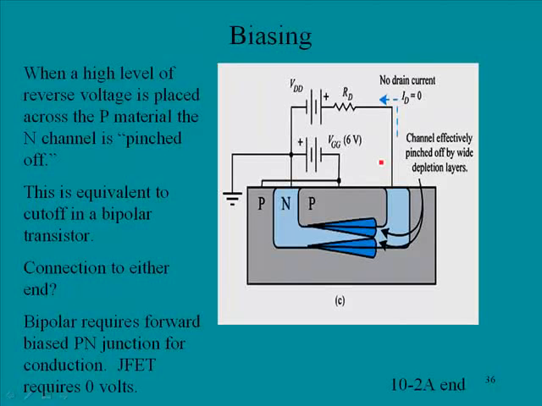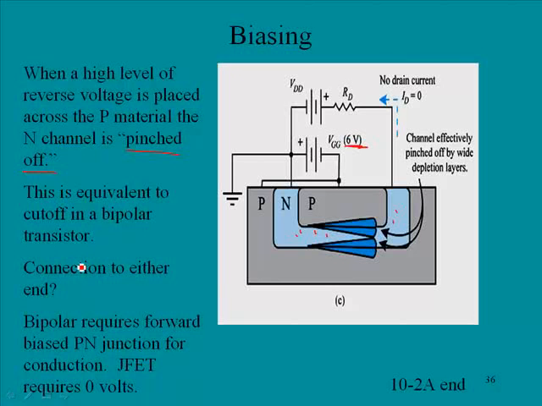When a high reverse voltage is placed across the P channel, the N channel is, and here is an interesting term, pinched off. And so here we have 6 volts. Now the depletion regions have gotten so large that they have completely pinched off all flow, and current flow through this device will cease. This is equivalent to cutoff in a bipolar transistor.